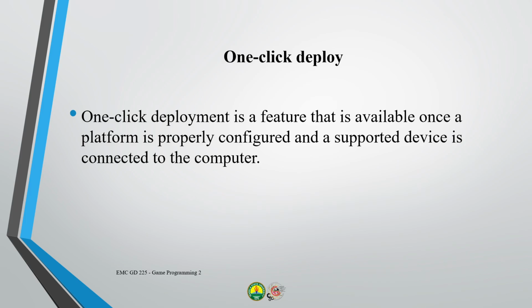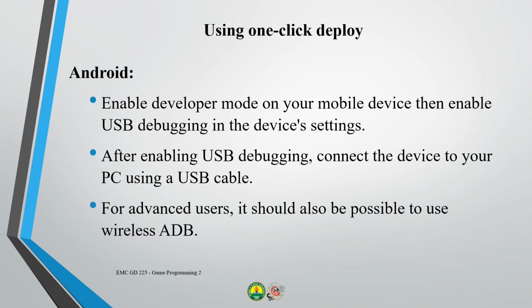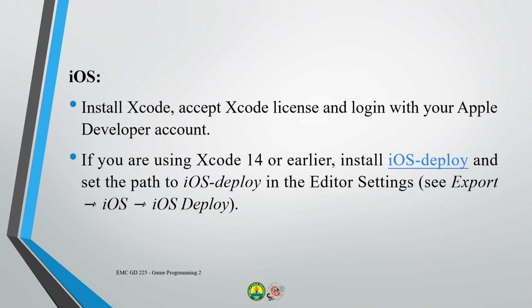What is one-click deploy? One-click deployment is a feature that is available once a platform is properly configured and a supported device is connected to the computer. How to use one-click deploy? In Android, enable developer mode on your mobile device, then enable USB debugging in the device settings. After enabling USB debugging, connect the device to your PC using a USB cable. For advanced users, it should also be possible to use wireless ADB.